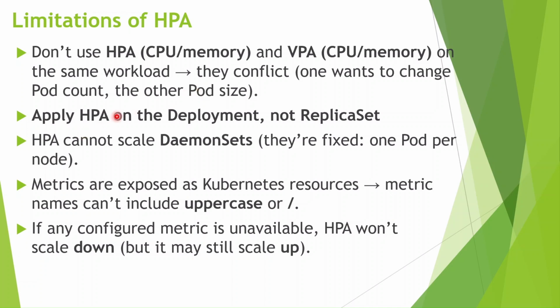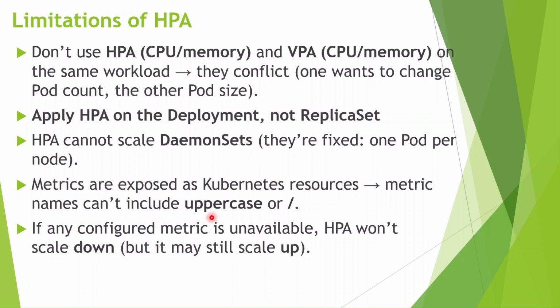And apply HPA on a deployment, not a replica set. Always use it on the deployment. It is not good to put it on a replica set because it can be changed anytime. A new replica set can be created and your HPA will not work. HPA cannot scale a daemon set because they are fixed, one pod per node, as we know.